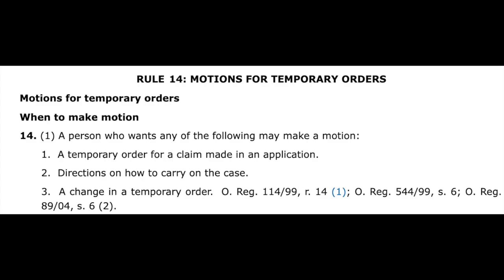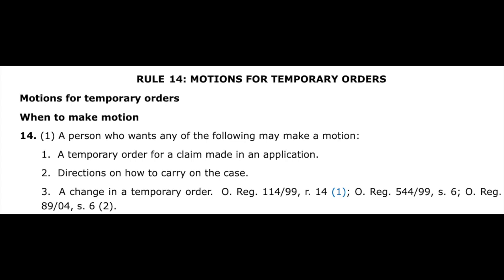So when we're talking about motions in family court in Ontario, that's governed under the family law rules. Everything is governed by the family law rules for process. And the specific rule that applies to motions is Rule 14. So under Rule 14, it tells you what kind of things you can do. So under Rule 14, sub 1, as it specifically says, a person who wants any of the following may make a motion. One, a temporary order for a claim made in a motion.